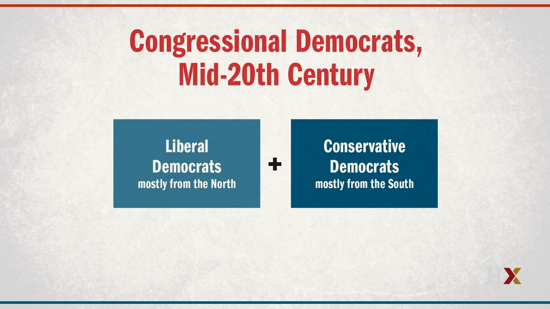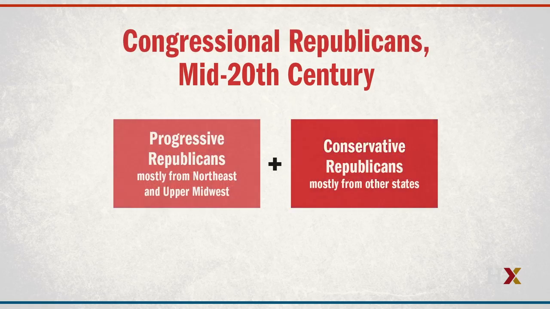Rather than being united, the congressional parties were factionalized. The Democratic Party had a liberal wing, consisting largely of its northern members, and a conservative wing, made up largely of its southern members. For its part, the Republican Party had a progressive wing, consisting largely of its members from the Northeast and Upper Midwest, and a conservative wing, consisting largely of its members from other parts of the country. These ideological differences were large enough that lawmakers from the same party often voted in opposing ways.